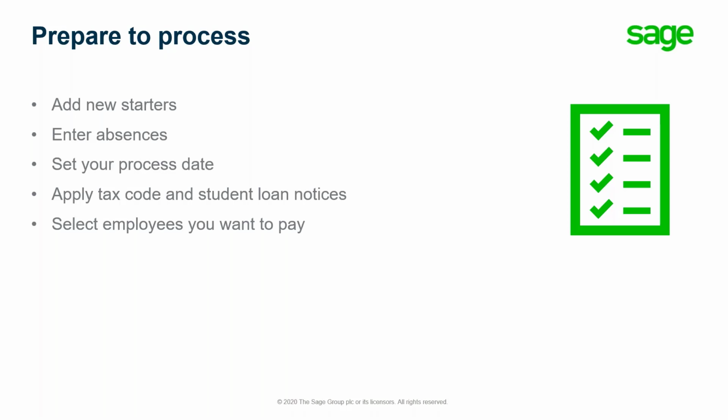Number 3, set your process date. So we're recording the date that the employees will receive their wages, and that will determine the tax period for the calculations of tax and NI. Then apply any tax code or student loan notices you've received from HMRC, and then select the employees that you want to pay in this pay run.